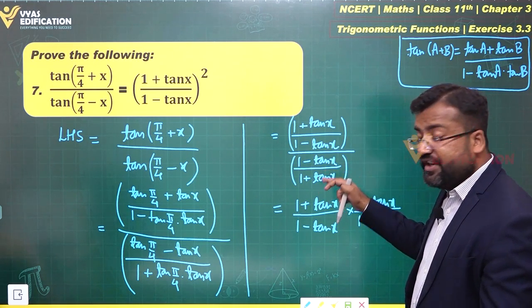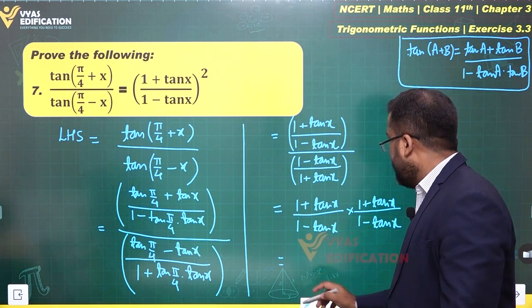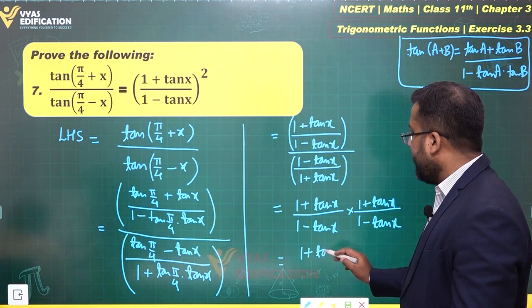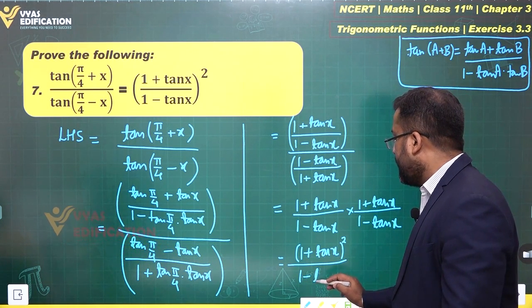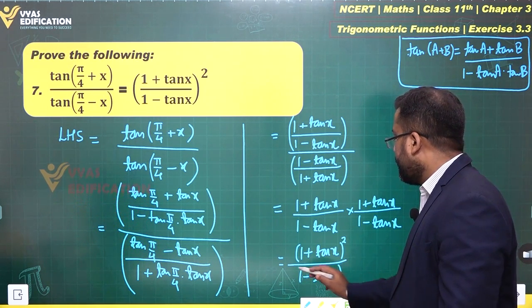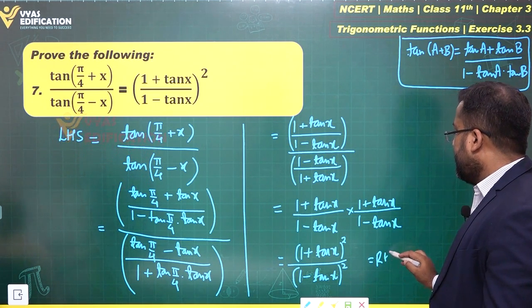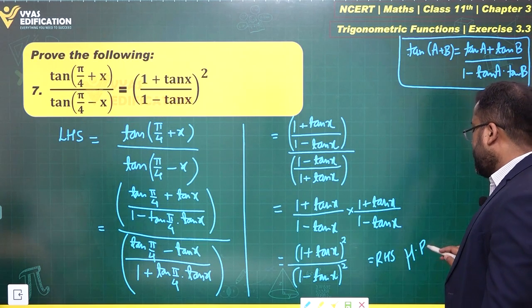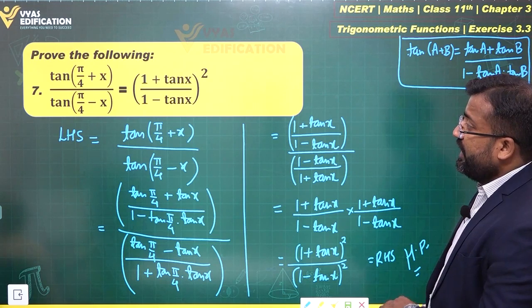The denominator will come in the numerator. That's what happens over here, and this becomes 1 plus tan x whole square in the numerator, and in the denominator you have 1 minus tan x whole square. Yes, it can be written in this form, and yes, this is the RHS. That's the complete proof of this question over here, right?